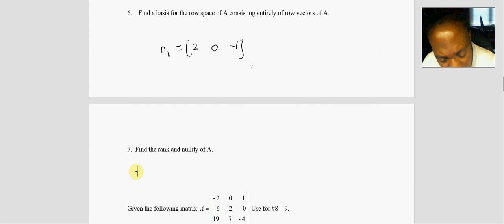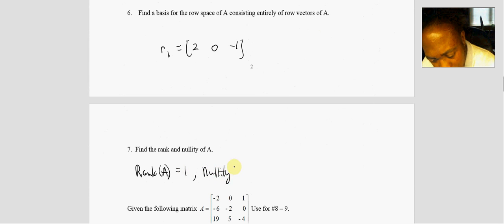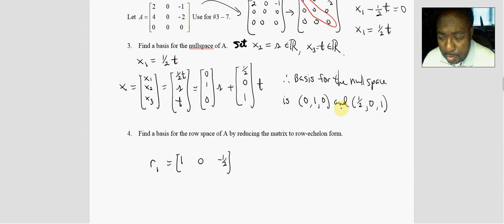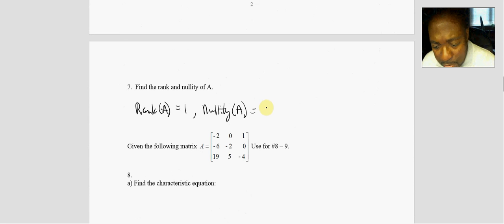Find the rank of A. There's only one basis for the row space, so the rank is 1. And the nullity corresponds to the null space, the number of vectors we have in the null space. There were 2. So the nullity is 2.